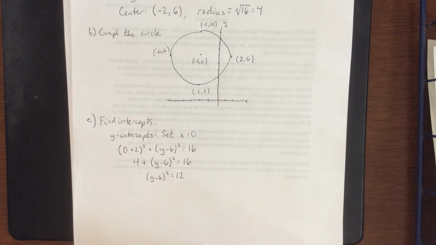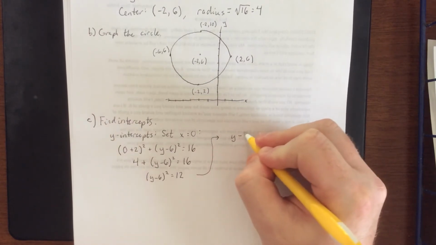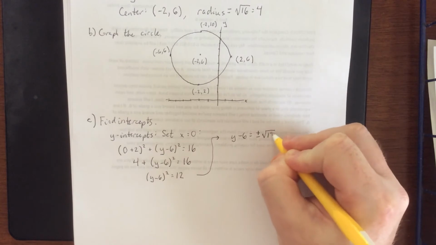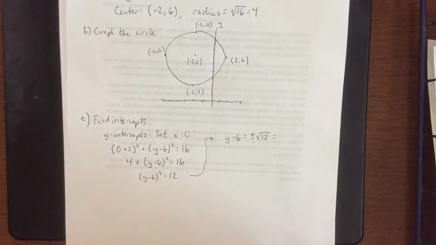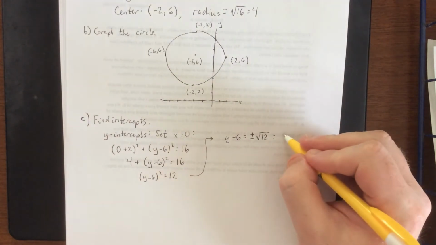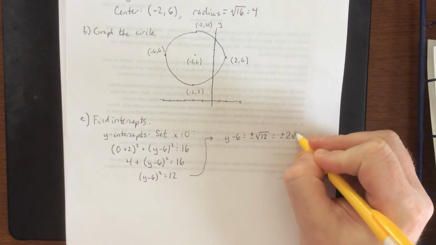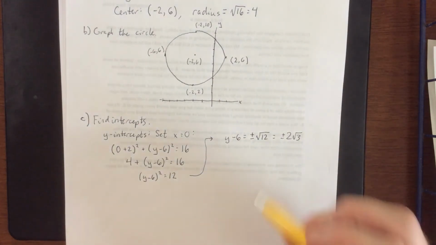So subtract 4 from both sides. We have y minus 6 quantity squared is equal to 16 minus 4. That'll be 12. Take the square root of both sides. Applying the square root property, this will be plus or minus the square root of 12. Now, if you can simplify this radical, you should do so. 12 can be split into a 4 times 3. Square root of 4 is 2. Square root of 3 stays as the square root of 3.